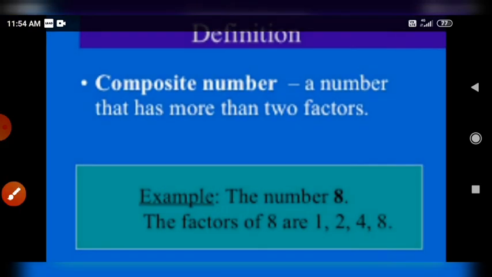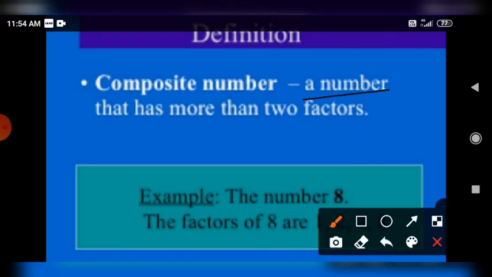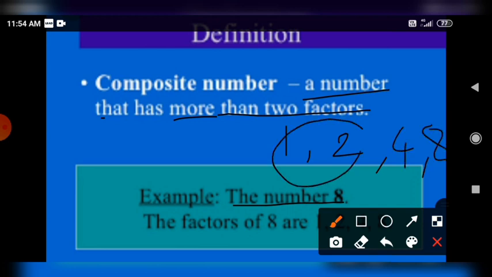Next, the definition of a composite number. A number that has more than 2 factors is called a composite number. For example, the number 8. The factors of 8 are 1, 2, 4 and 8. More than 2 factors, so it is called a composite number.